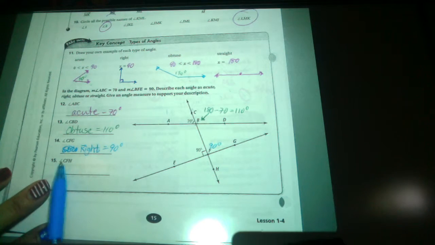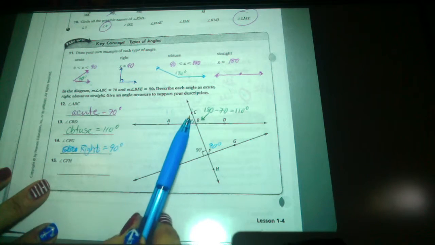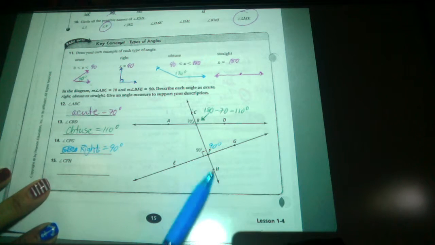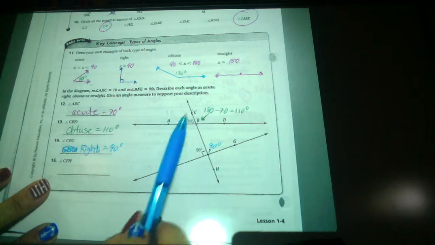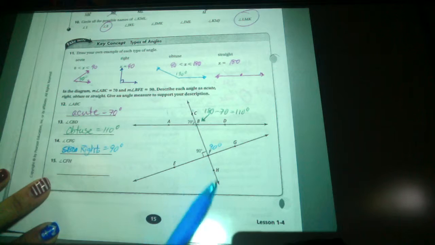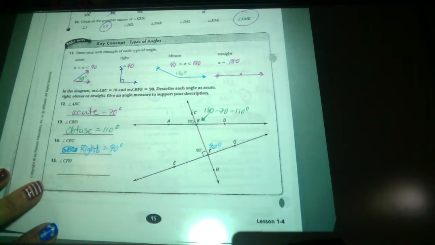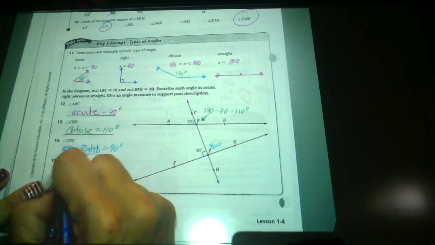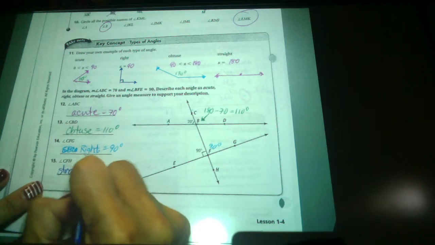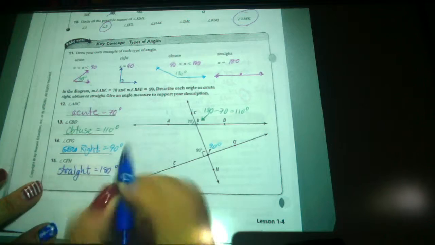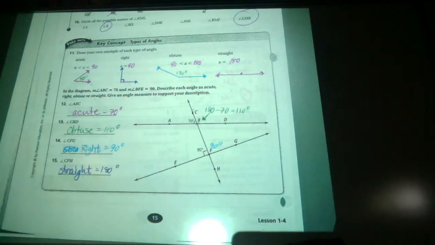And last they have CFH, from C all the way to F to H. What kind of an angle is that? Yeah, it's a straight line, so it's 180 degrees, right? So we've got straight equals 180 degrees.